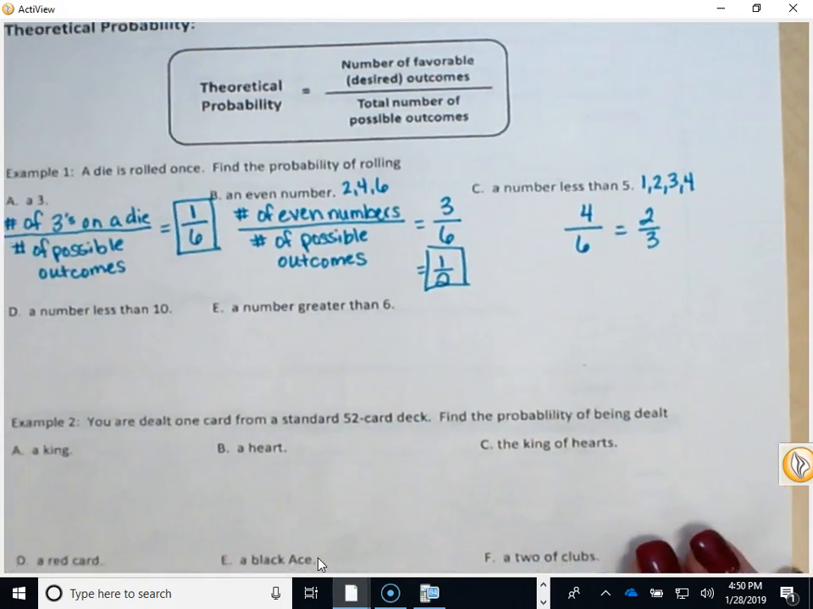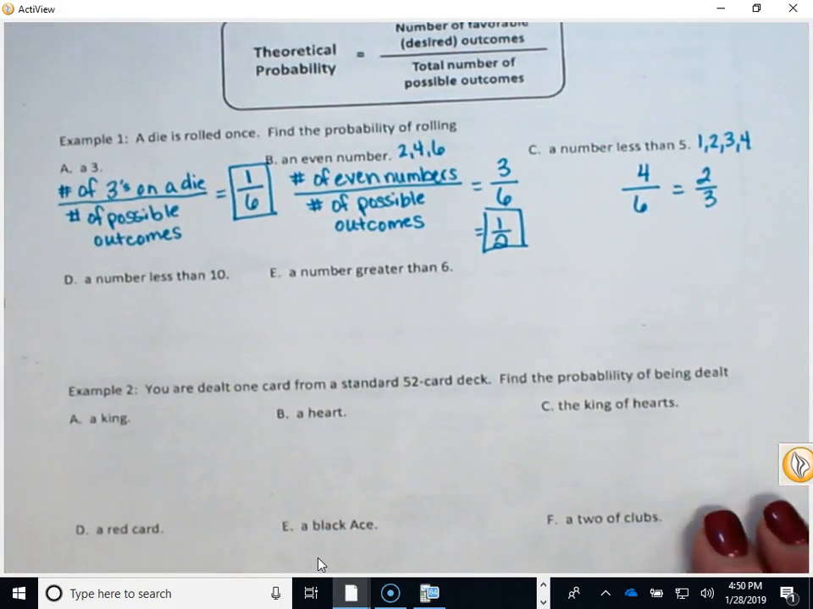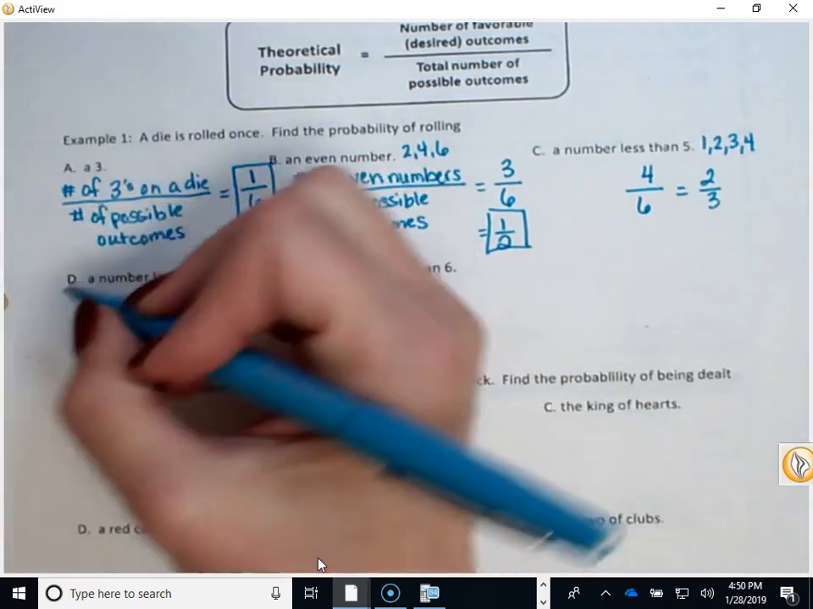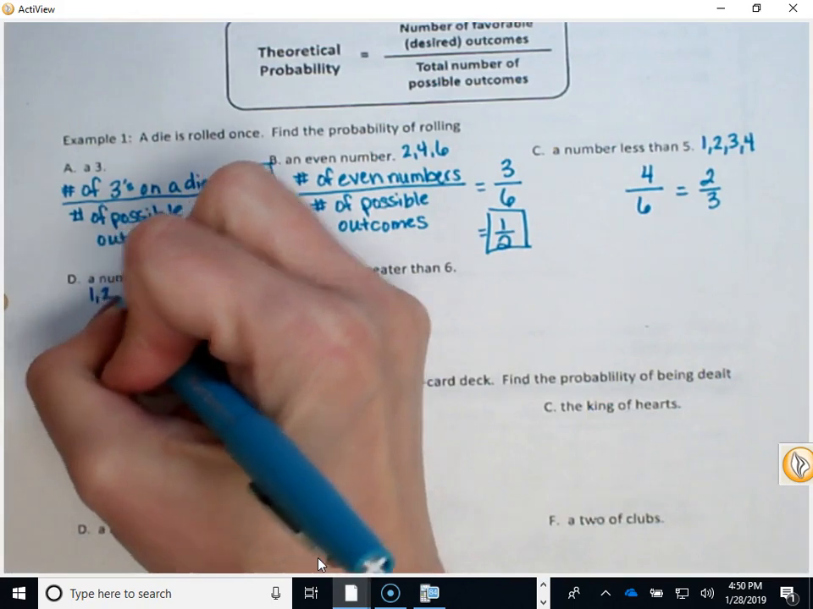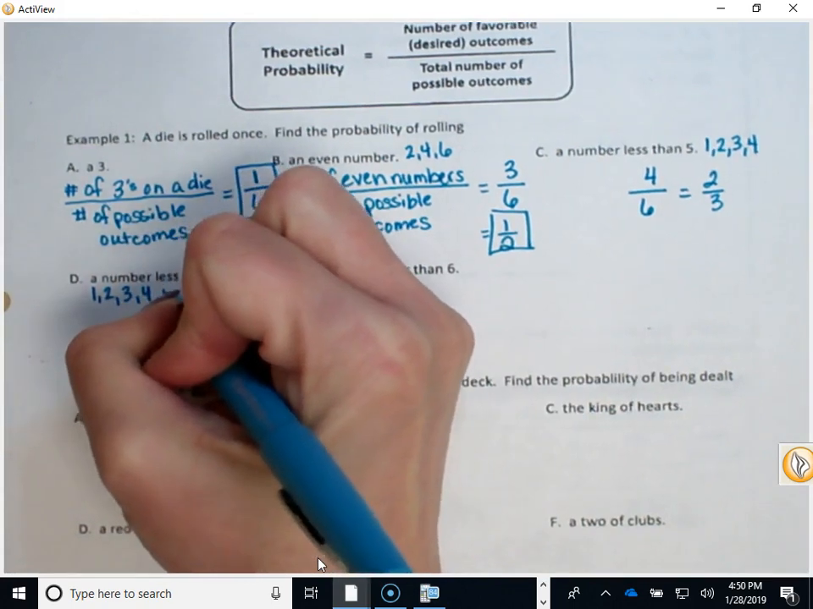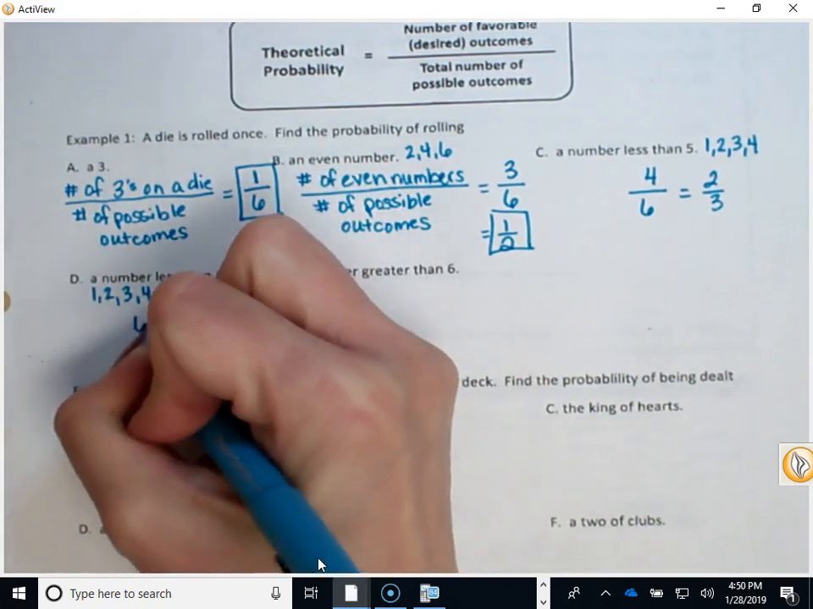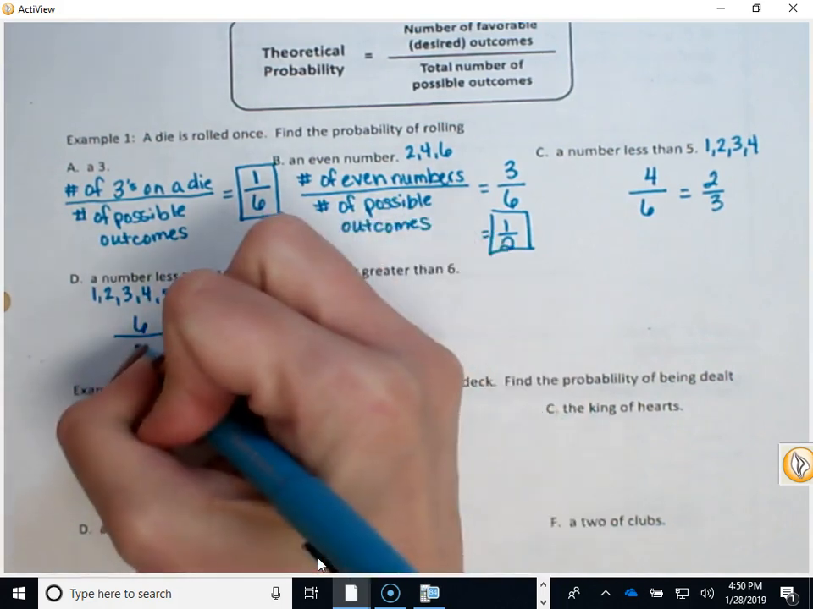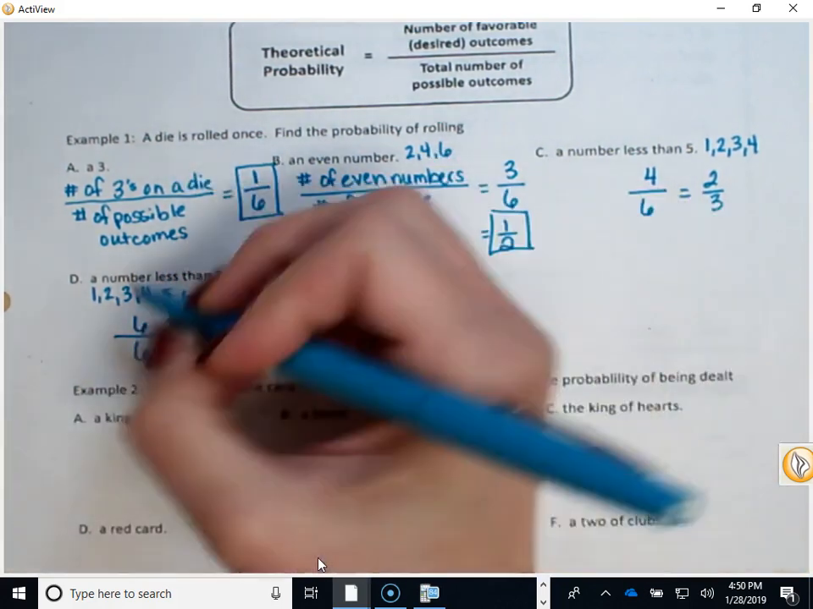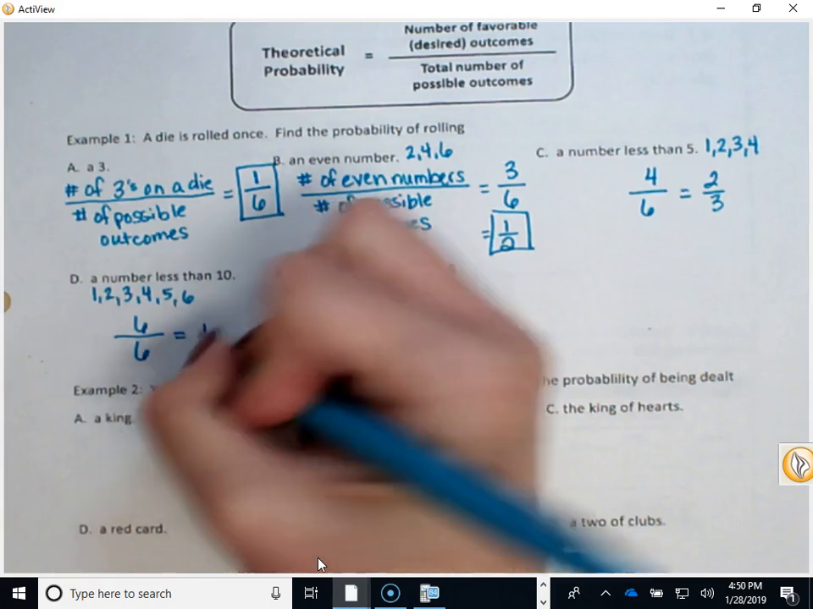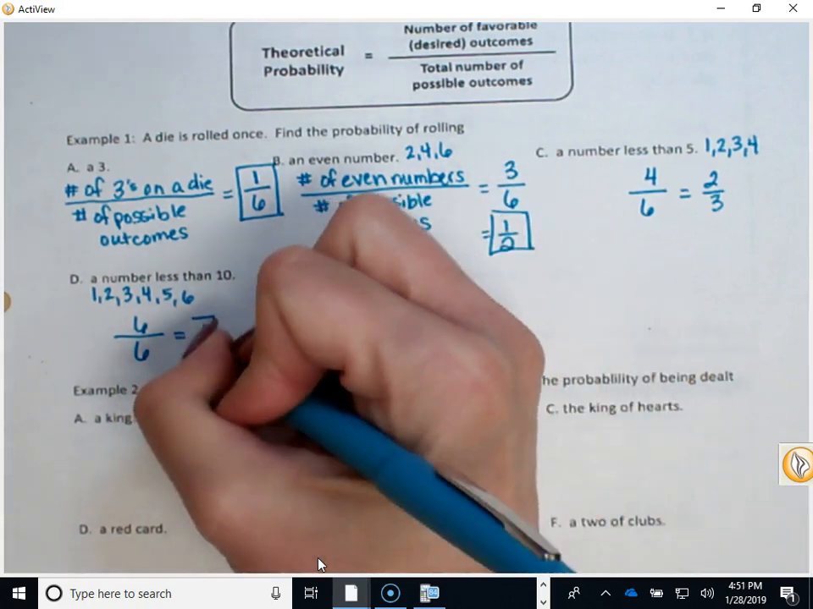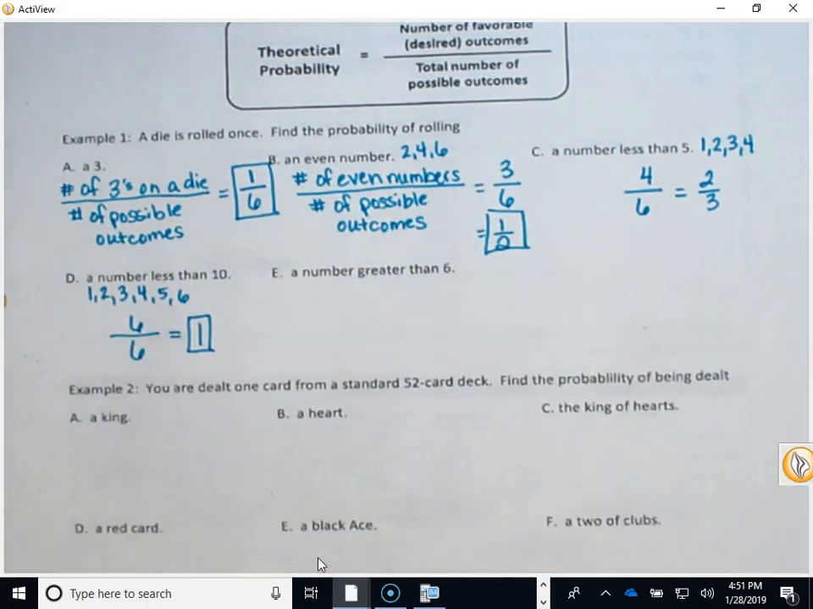All right, so let's figure out what's the probability of rolling a number that's less than 10. Well, all the numbers are less than 10. So that's 1, 2, 3, 4, 5, and 6. So there's 6 numbers less than 10, and there's 6 possible outcomes. So that is 1. Now when you get a 1, that means you will 100% of the time roll a number that's less than 10.